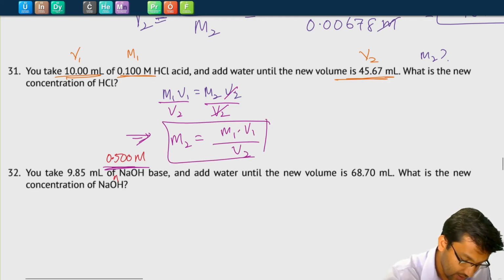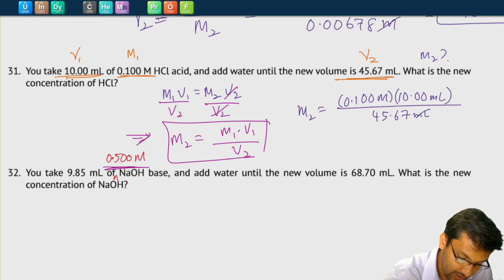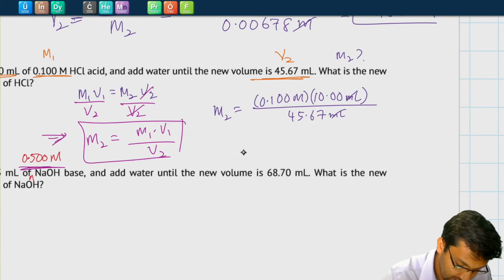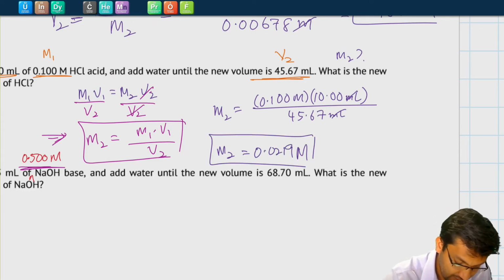So to set this up, M2 then is equal to M1, which is our initial concentration of 0.100 molars, times V1, which is 10.00 milliliters, divided by V2, which is 45.67 milliliters. The milliliters cancel, which will give us an answer in molars. So M2 then, if we plug these into our calculator, gives us a value of 0.0219 to 3 sig figs, because we have 3 sig figs there, 4 here, 4 here.